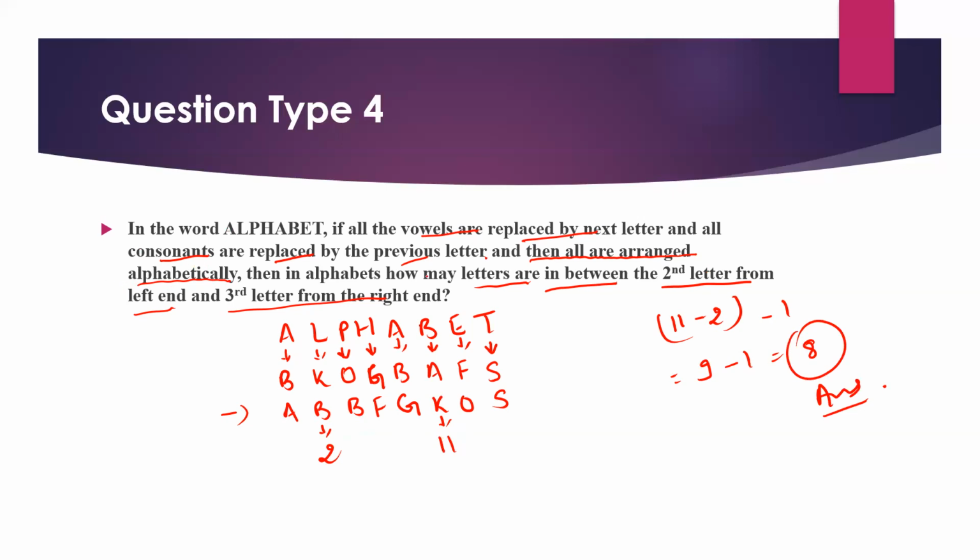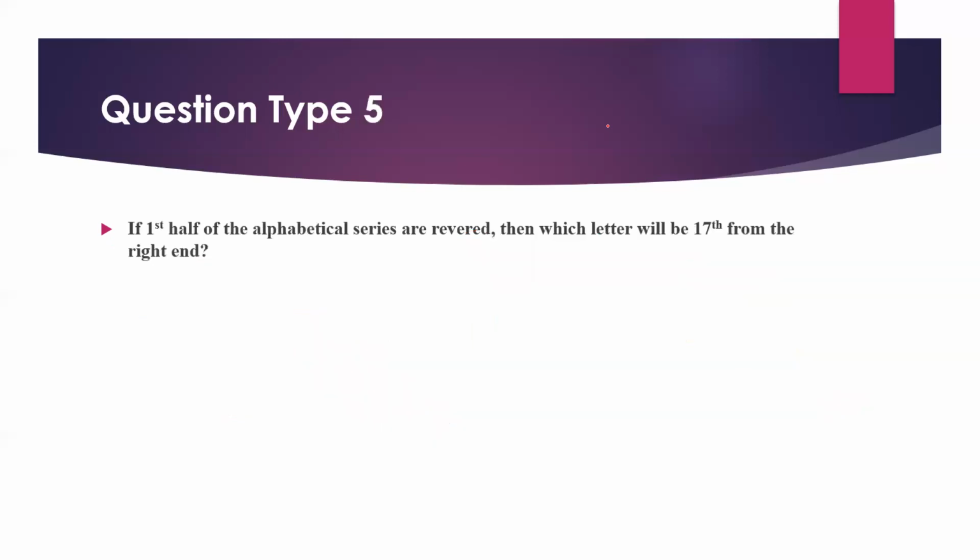So just check. Don't make the mistake of directly changing only the second letter from the left hand and the third letter from the right hand. See how many conditions it is asking to fulfill. First we have to replace the letters, then we have to arrange them. We cannot directly do the changes in the letters asked. First we need to arrange it in alphabetical order, and then we have to see what the question is asking. Okay, got it? Any doubt in this? I hope all of you understand this. So we are moving to the next type of question.